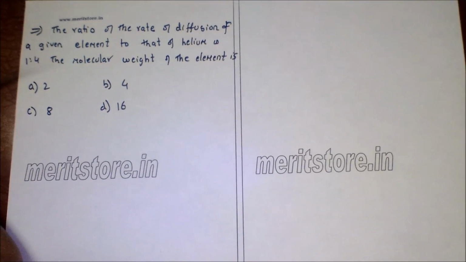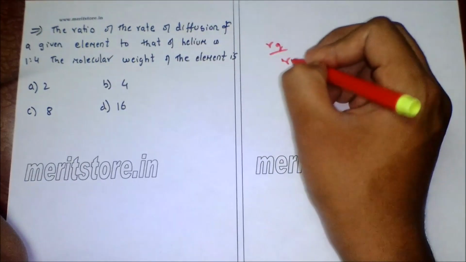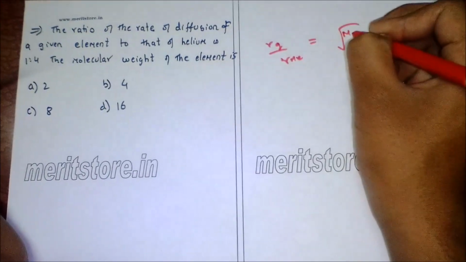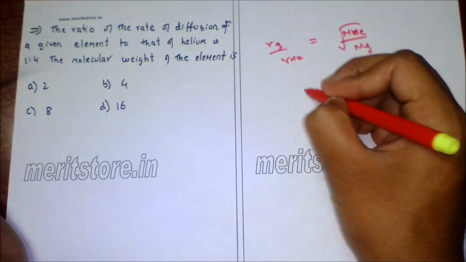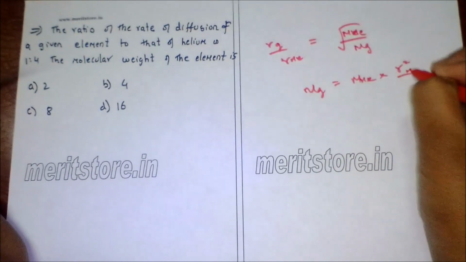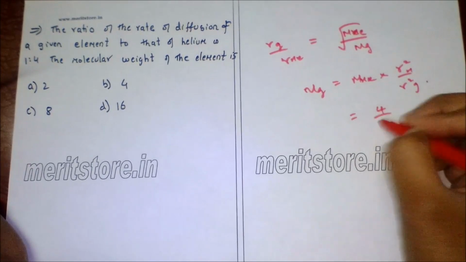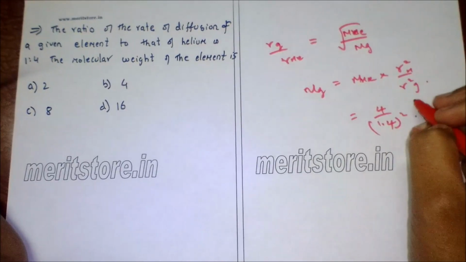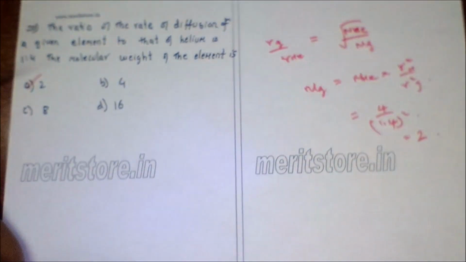The ratio of rate of diffusion of a given element to that of helium is 1:4. The molecular weight of the element is? So we know that rate of diffusion of gas and that of helium is inversely proportional to the square root of mass of gas and helium. So mass of gas is equal to mass of helium into r square of helium upon r square of gas. Substituting the values, we get 4 upon 1.4 the whole square. On solving this, we get 2. So option A is the correct answer.